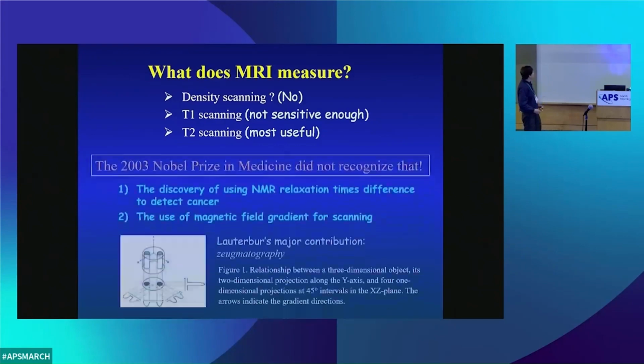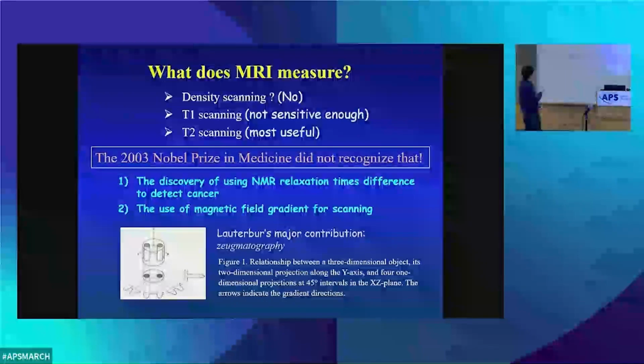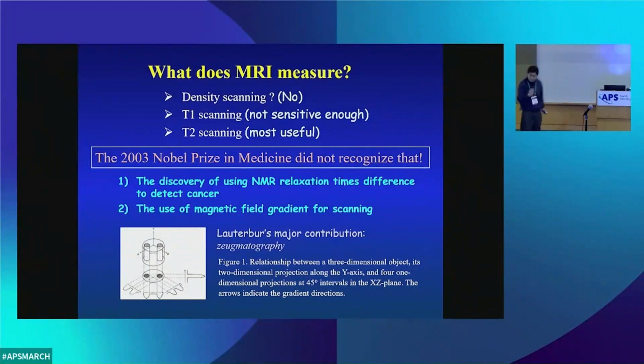Now, if you look at the key developments for MRI imaging, the first is the discovery of using MRI relaxation time differences to detect cancer. That's the first development. The second one is using the magnetic field gradient for scanning. In his mind, he thought Rutherford only contributed to number 2, but not number 1. And he, on the other hand, contributed to both number 1 and number 2. Therefore, that's how he feels. And then he feels that the Nobel Prize in medicine did not recognize that. And so he was really upset.